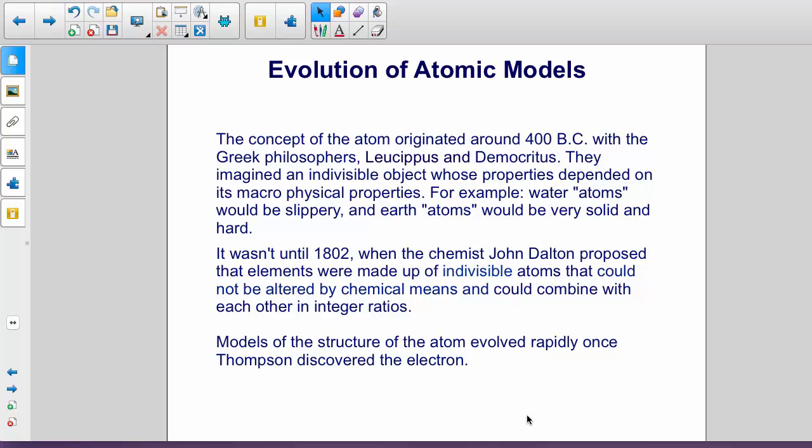It wasn't until 1802 when the chemist John Dalton proposed that elements were made up of indivisible atoms that could not be altered by chemical means and could combine with each other in integer ratios.